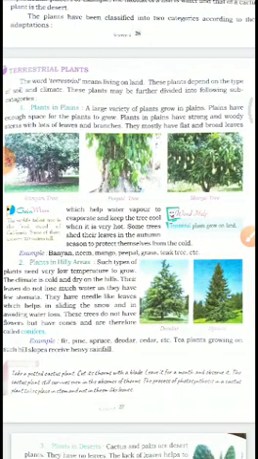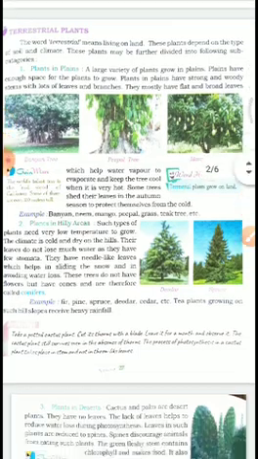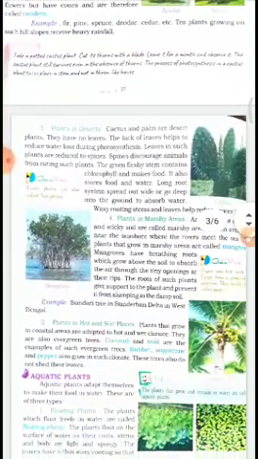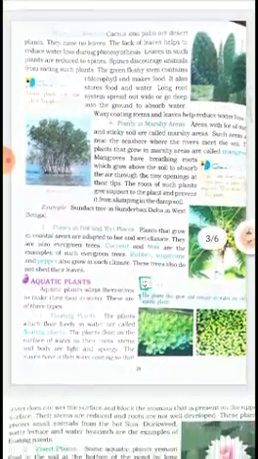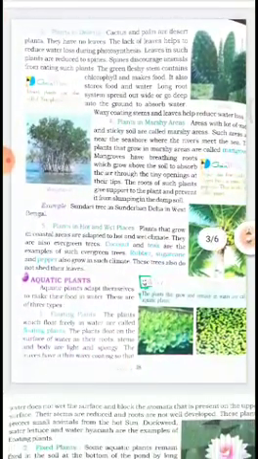the mango trees, which are found in the plains, whereas deodar and conifers are the types of plants which are found in hilly regions. Spruce is also there in the hilly regions. Now let us move ahead towards plants in the desert area. Cactus and palm are desert plants.